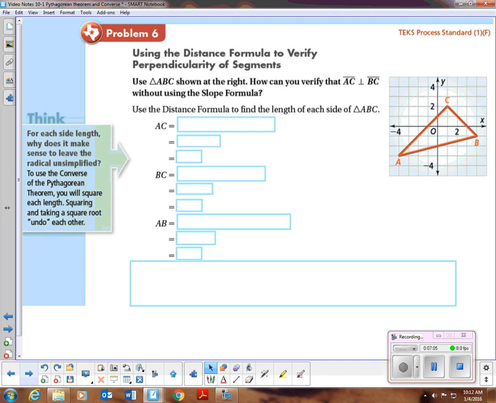Okay, so let's see how you did. So for AC, you should have gotten a square root of 50. BC, you should have got a square root of 18. And AB, you should have got a square root of 68.